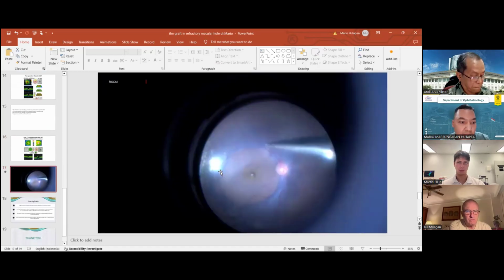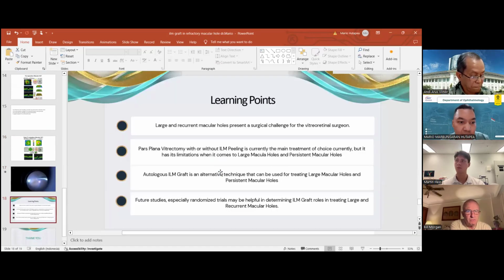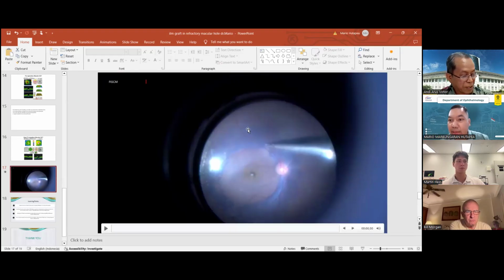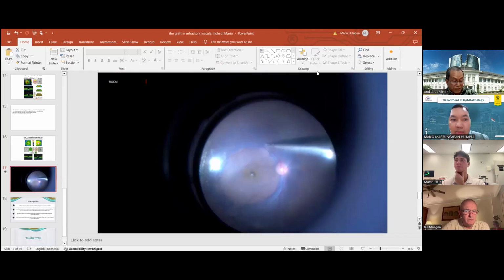And actually it's closed. But we did not have the OCT in this case. I'm sorry, but actually it's closed. And although the visual acuity is not very improved, I think the macular hole is already closed. Dr. Martin. Great, thank you, Mario.